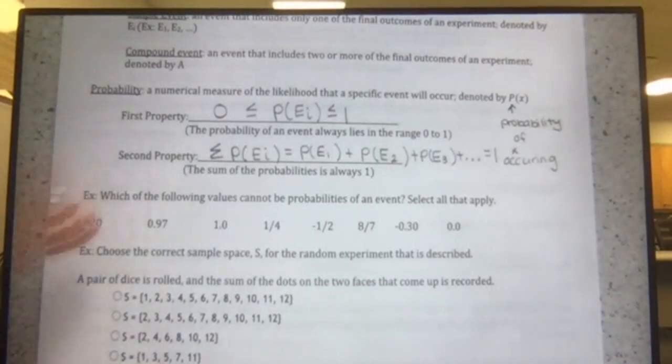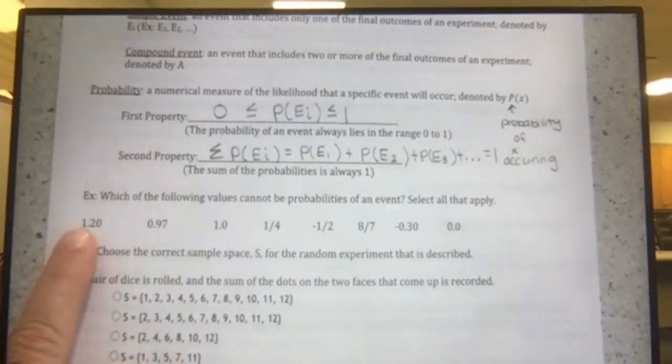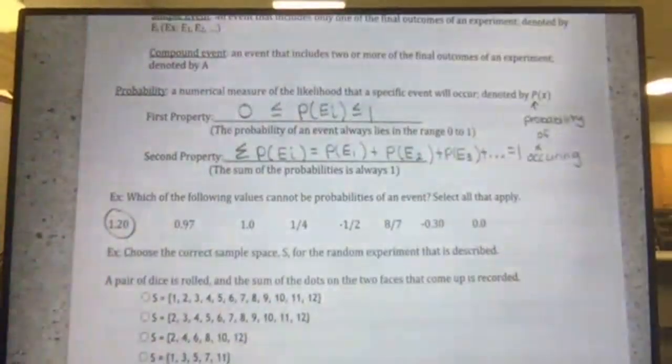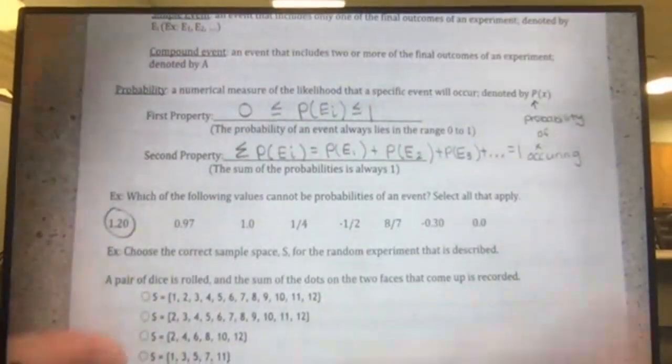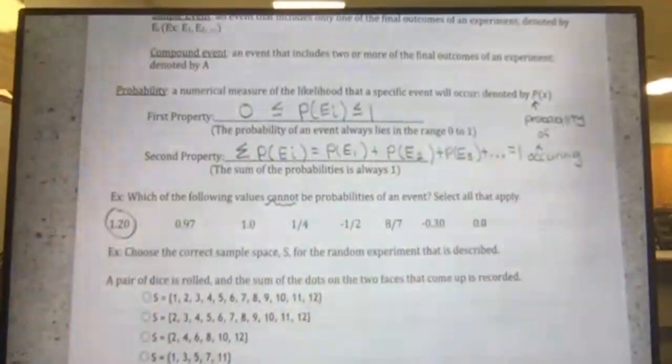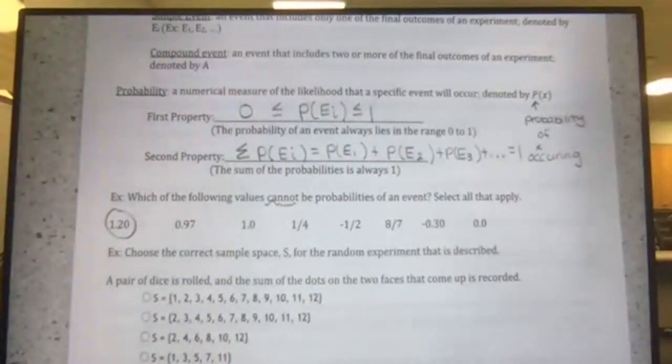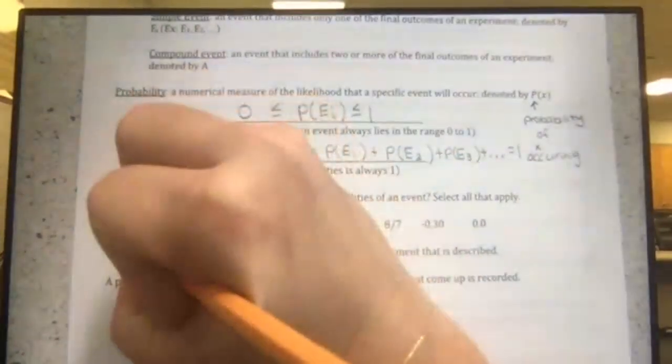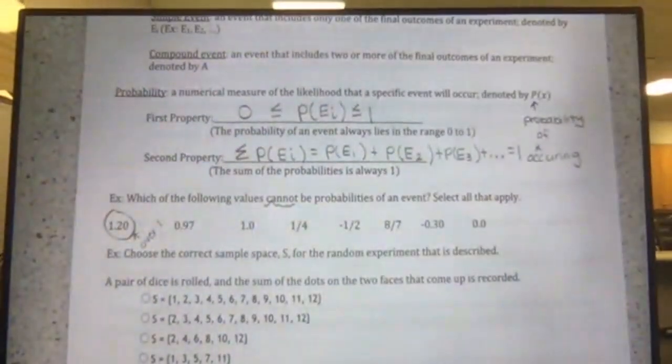All right, looking at these two properties, this first example says, which of the following values cannot be a probability? Select all that apply. Remember our two properties. The number has to be between 0 and 1, and the probabilities have to add up to 1. Is 1.2 between 0 and 1? No, it's bigger. So that's one we're going to circle. 0.97. I'm going to write a little note here, by the way. I'm going to say over 1, just so that you know when you go home why we chose that one.